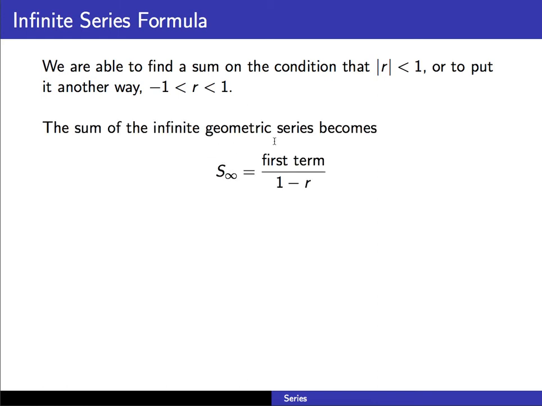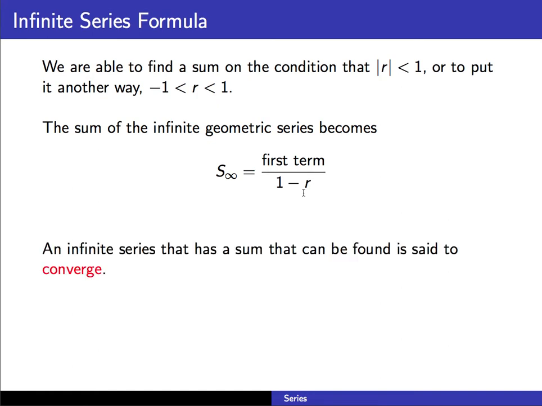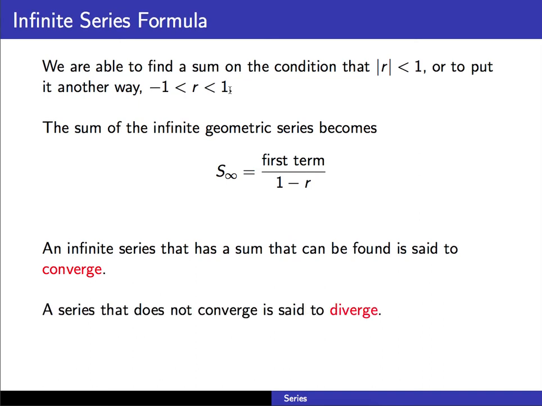So our sum for an infinite geometric series, notice with this formula, the 1 minus r to the n is gone. So it's just our first term divided by 1 minus our ratio. So it's even easier than the finite ones. An infinite series that actually has a sum that we can find is said to converge, which will happen for these infinite geometric series if our common ratio is between -1 and 1, not inclusive. A series that does not converge is said to diverge. So if it doesn't converge, it diverges.